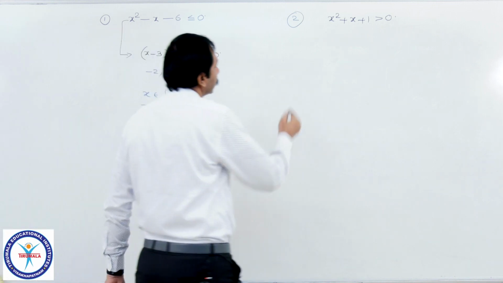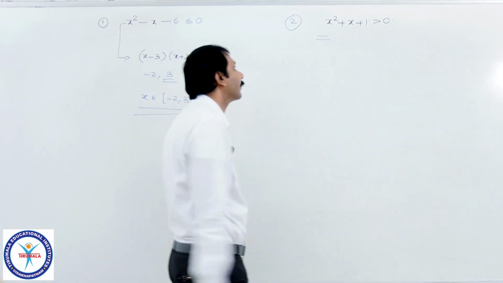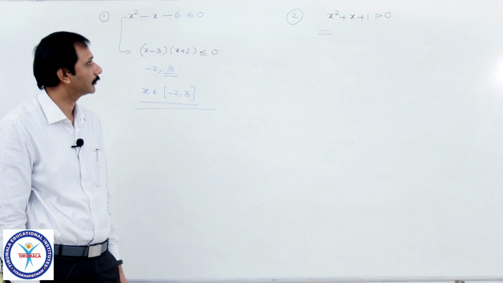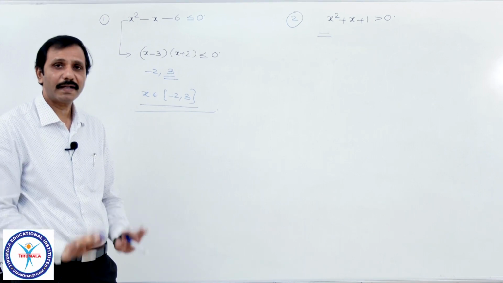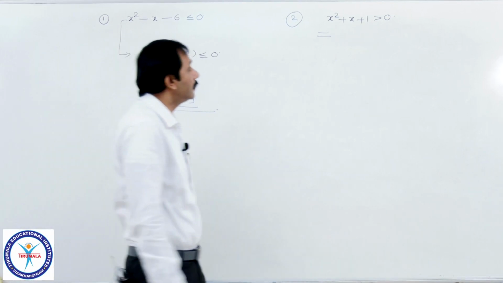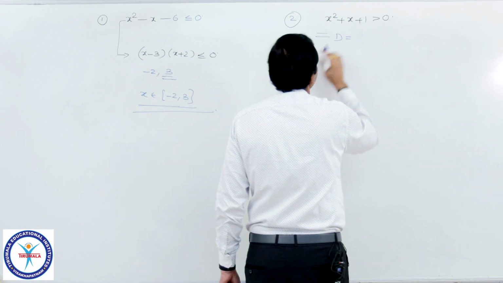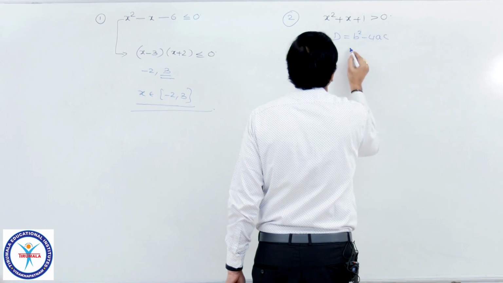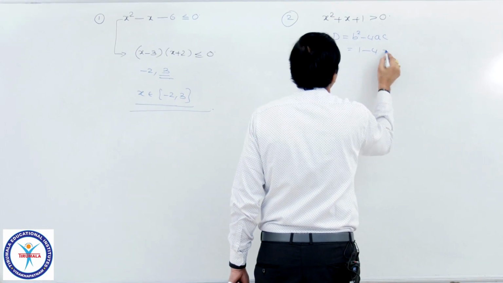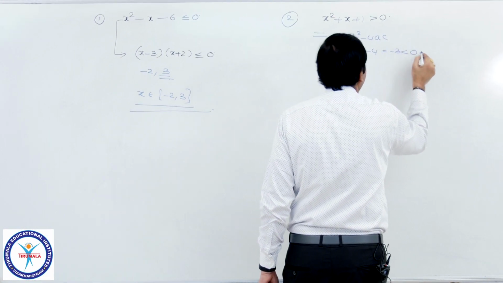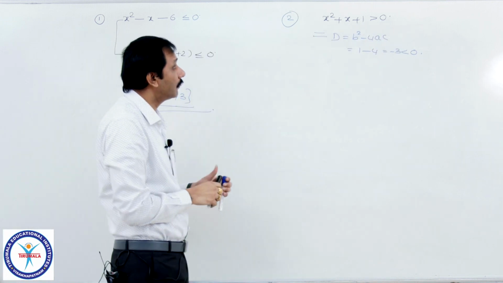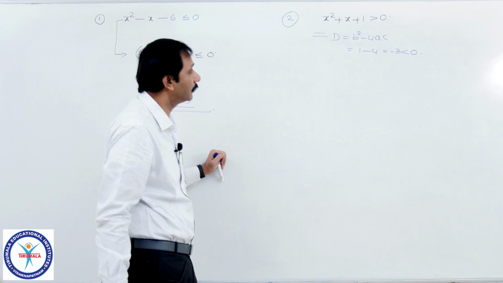Now, observe this: x square plus x plus 1. It has no factors, which means the discriminant, if you take D equal to b square minus 4ac, equals 1 minus 4 equals minus 3, negative. What to do now? This one you have to observe carefully.